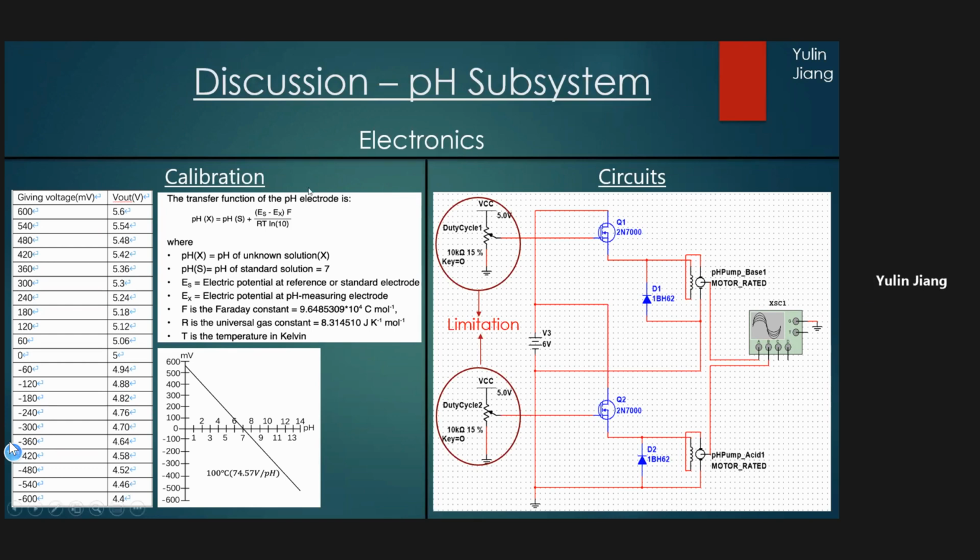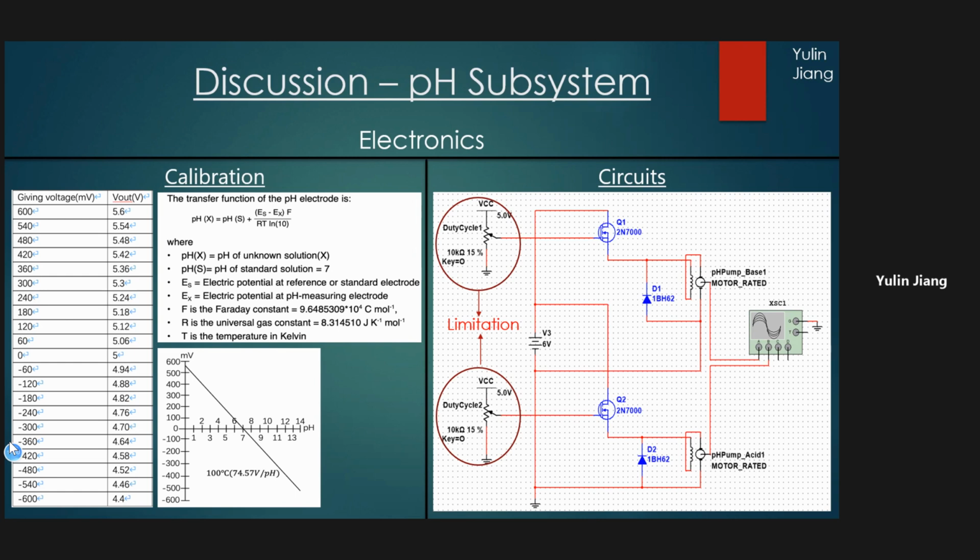From the probe circuit, I recorded the output voltage values from 600 mV to negative 600 mV. By using the equation which is provided by the datasheet, I calculated the pH value when the temperature is 373 Kelvin and made a diagram. The diagram is a straight line.